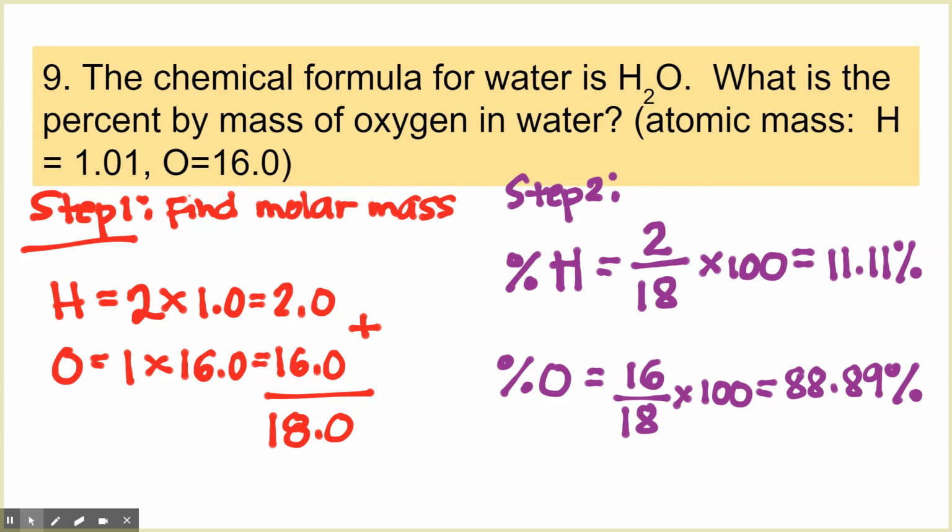All right. Okay. Actually, you can check if this is correct. Why? If you add these two up, it should equal close to 100%. Okay. See that? And that's how you double check this. All right. But look at the question. The question is, what is the percent of mass of oxygen? Oxygen. So we only need oxygen.